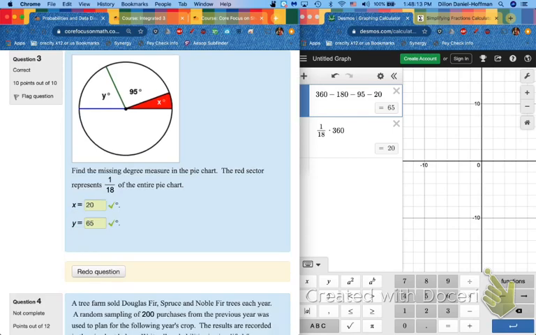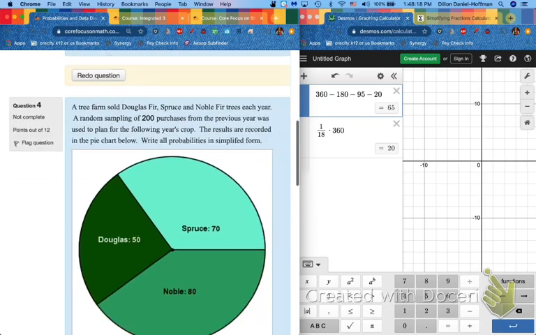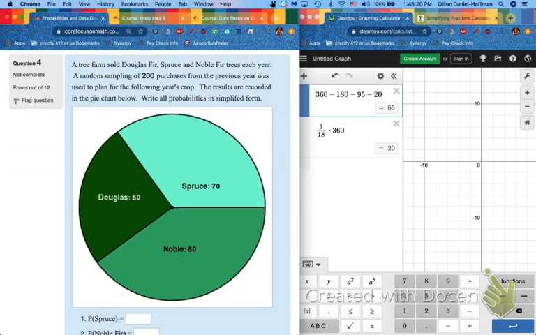Number 4 is the first word problem where we're going to need to use our fraction reducer, and it talks about trees. A tree farm sold Douglas fir, very popular up here in the Pacific Northwest where I live and teach, spruce, and noble fir trees each year. A random sampling of 200 purchases from the previous year was used to plan for the following year's crop. The results are recorded in the pie chart below. Write all probabilities in simplified form.